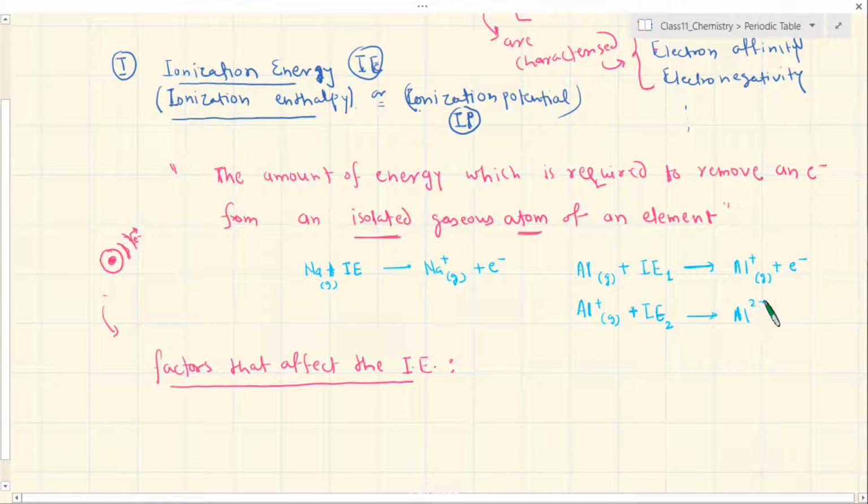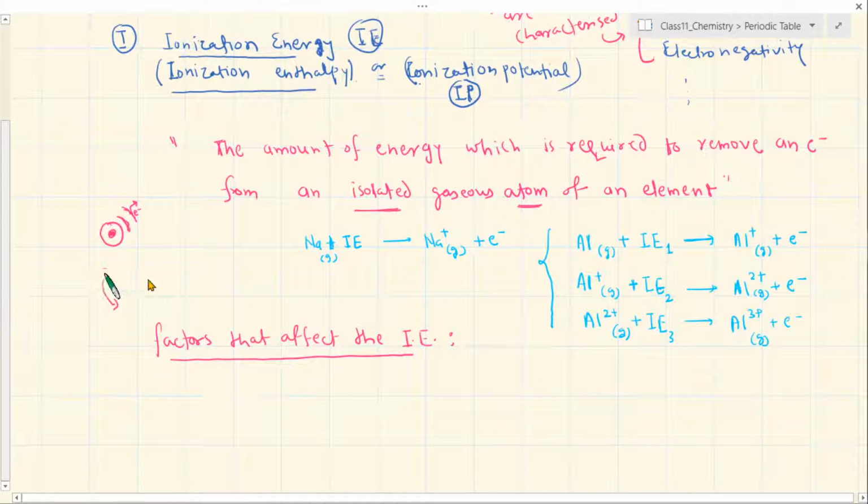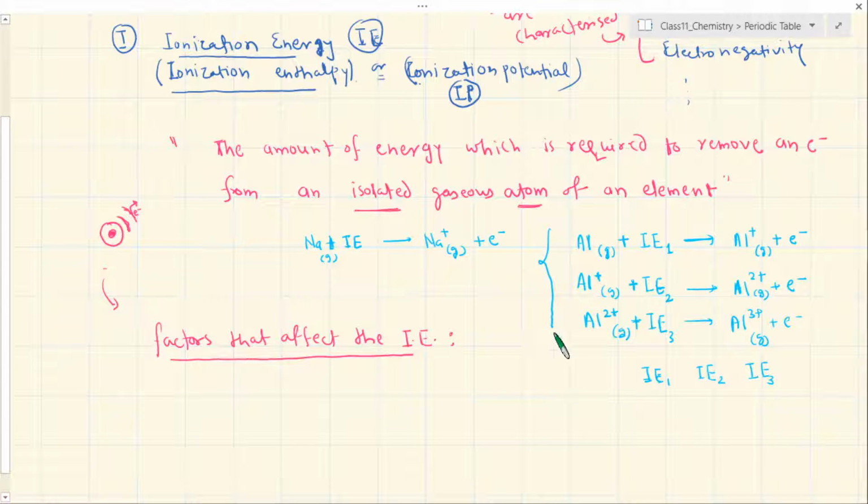So now you have 2 plus and then 1 more electron removed. Similarly, you can talk about the removal of 1 more electron from 2 plus valency aluminium by supplying the energy IE3 to form the ion aluminium 3 plus in the gaseous state again. So please see here, now the question may arise, one may ask, should all these IEs be the same? What do you think? Yes, the next electron will be different, that is correct, no doubt.